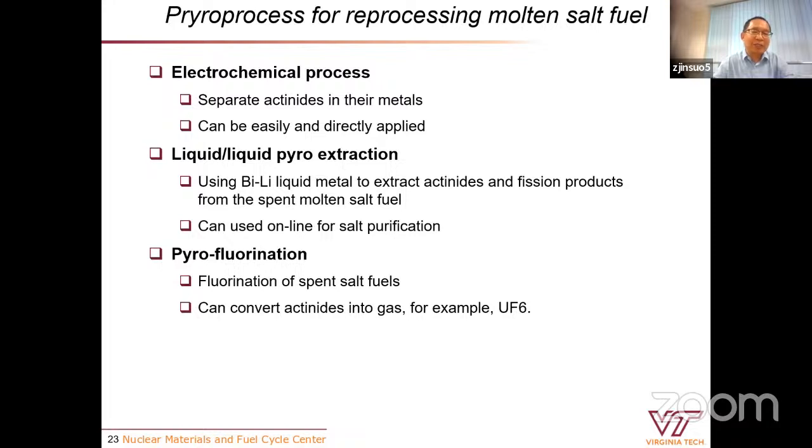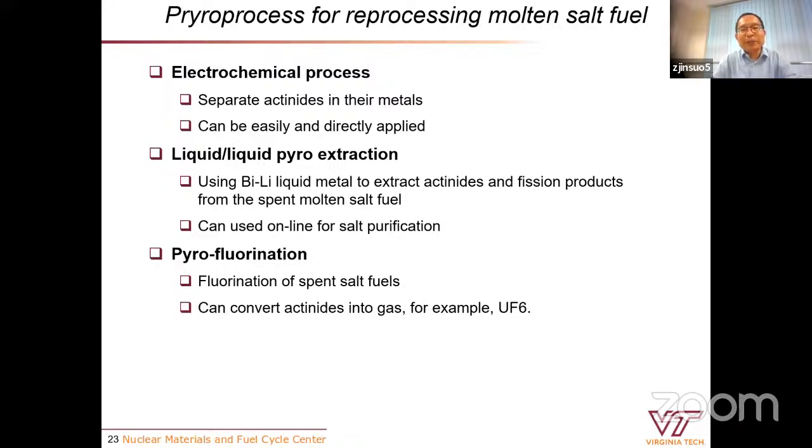So you just contact your fuel salt with bismuth and with lithium. So you can extract the fission products and the actinides, and you have to put the actinides back into your salt as well, right?